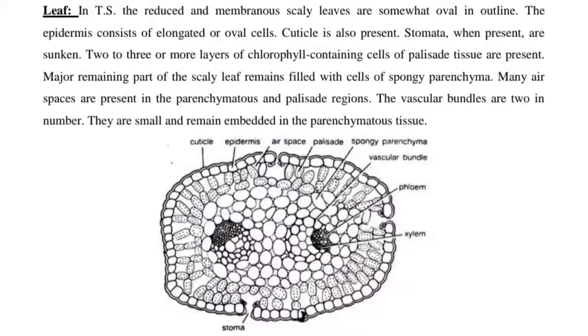Major remaining part of the scaly leaf remains filled with cells of spongy parenchyma. Many air spaces are present in the parenchymatous and palisade regions. The vascular bundles are 2 in number. They are small and remain embedded in the parenchymatous tissue.